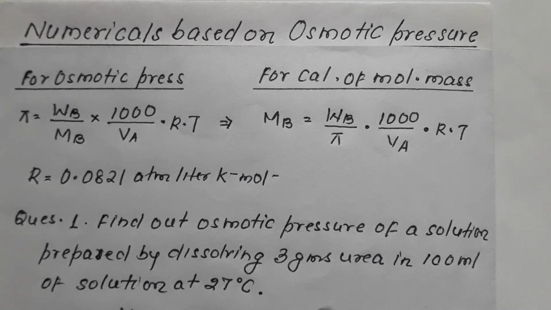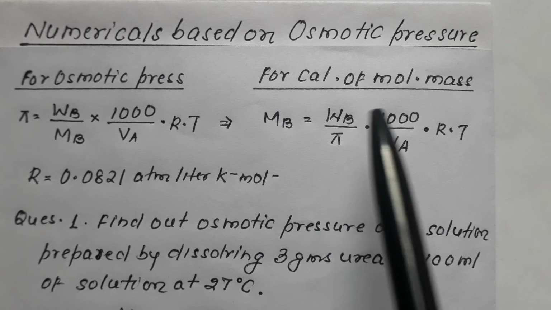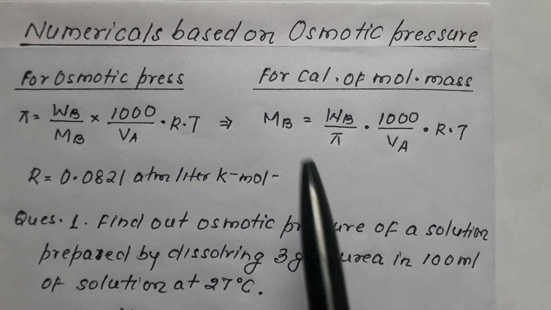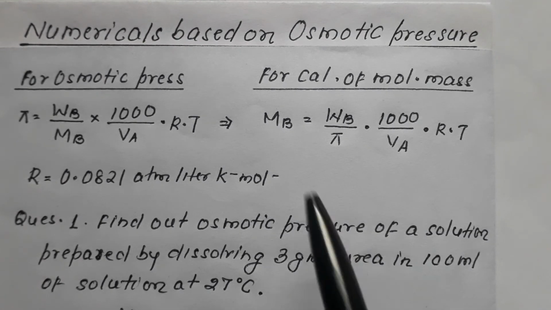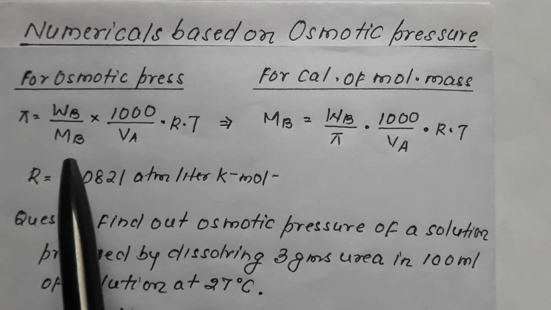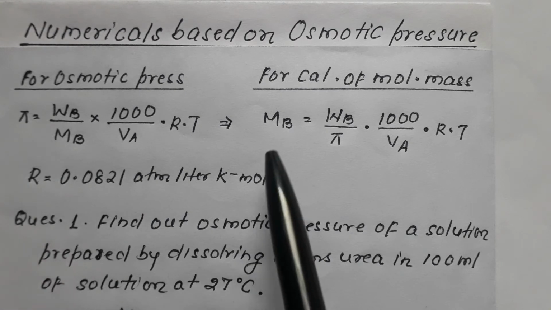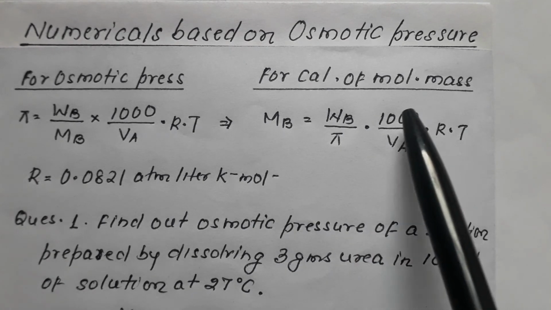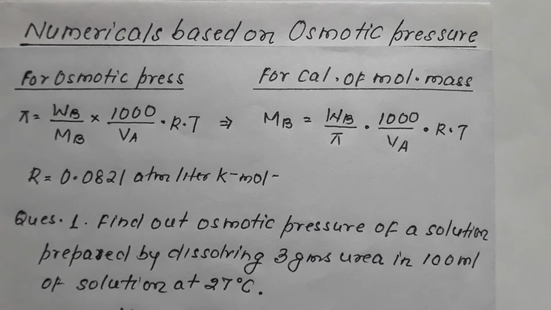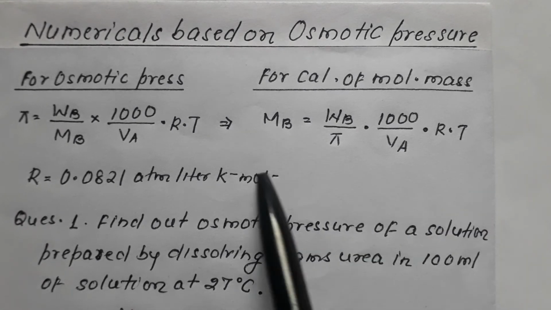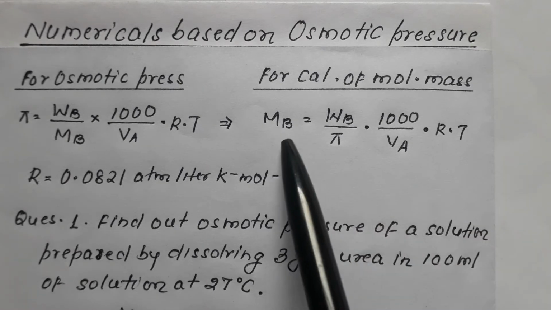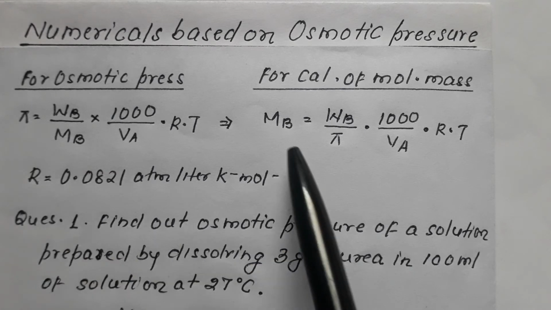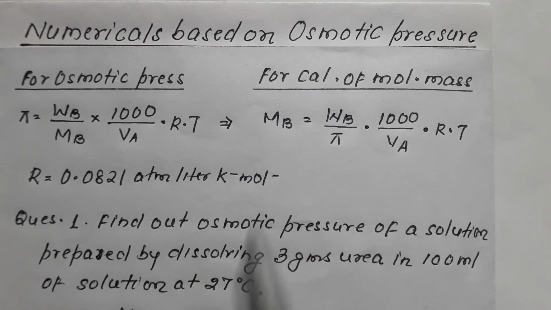Now suppose we want to calculate the molecular weight on the basis of this osmotic pressure equation. If I readjust and bring Mb in the numerator, it becomes Mb, the molecular weight of the unknown solute, is equal to Wb upon pi into 1000 upon Va into R into T. This equation is applicable to calculate the molecular weight of the unknown solute. The earlier one is utilized to calculate the osmotic pressure pi, and this is utilized to calculate the molecular weight of the unknown solute.